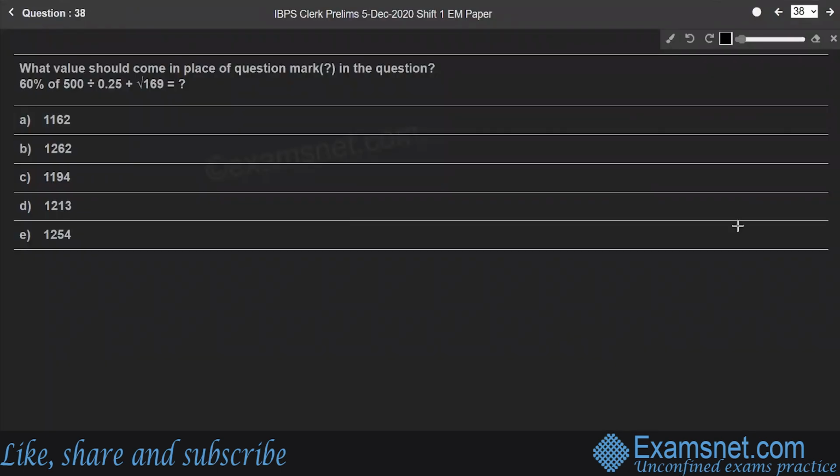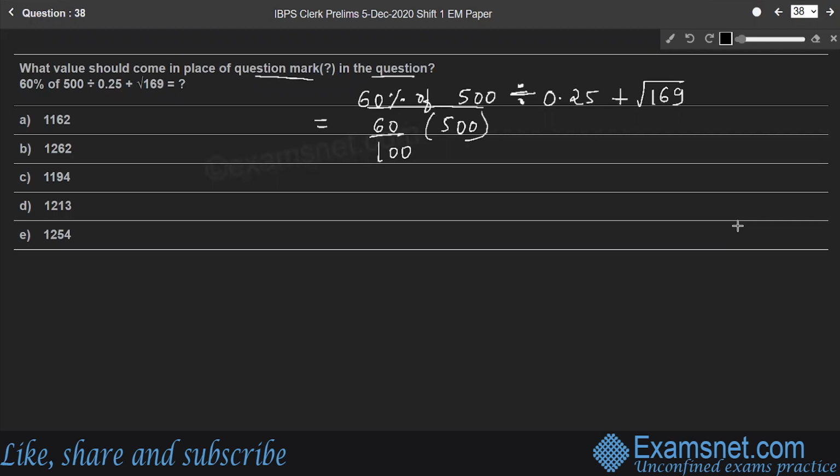Question 38. What value should come in place of the question mark in the question? Here the question is 60% of 500 divided by 0.25 plus square root of 169 is equal to. So there is a division operation. And before that, 60% of 500 is 60 by 100 of 500. So 60 by 100 of 500 divided by 0.25 plus square root of 169.